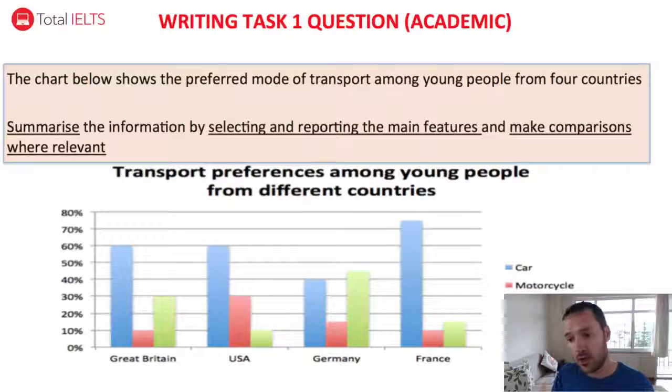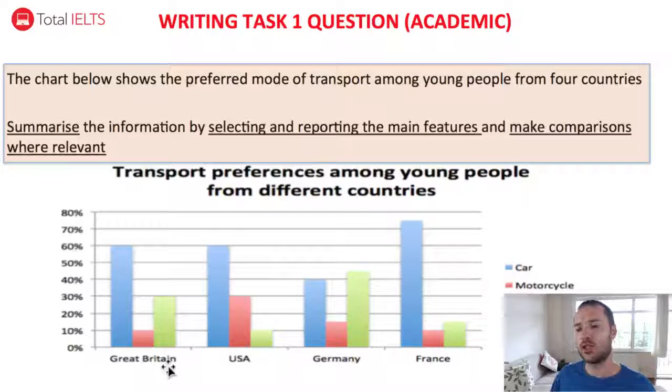Okay, so for example, you're not going to look at this bar chart and compare Great Britain to USA, and then in the next paragraph compare Great Britain to Germany. The following paragraph you're going to compare Great Britain to France, and then you're going to compare USA to Germany, USA to France. No. Ideally, you should pick 3 main features. Okay. Now, ideally, you need to touch on all the modes of transport, and each country should be mentioned. But again, only the most significant details.